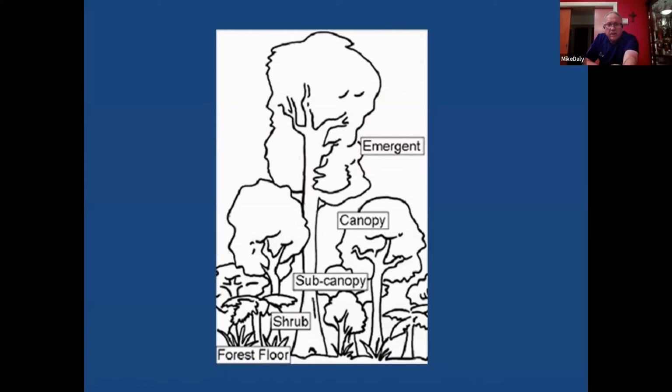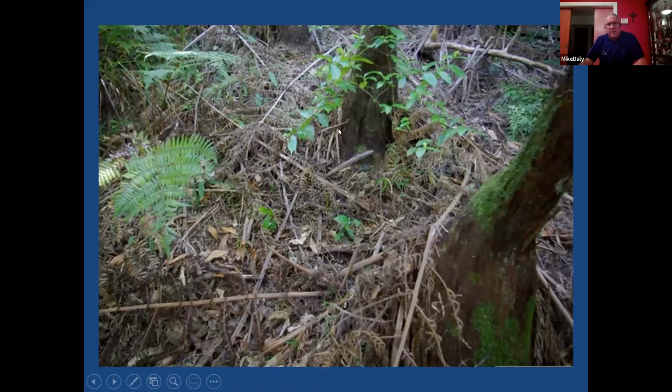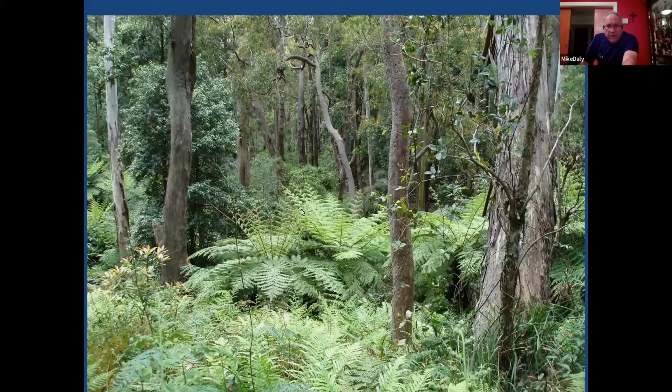So what's the feature of a rainforest? You have a big range and diversity of plants. You have canopy, you have subcanopy, you have lower level plants, and you have the forest floor, and the forest floor is never bare earth. It's always covered with a natural mulch and with plants. There's an example of the forest floor, and there's an example of the low growth, and then the taller trees.